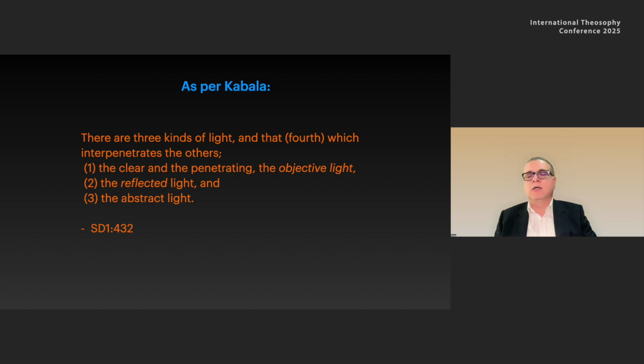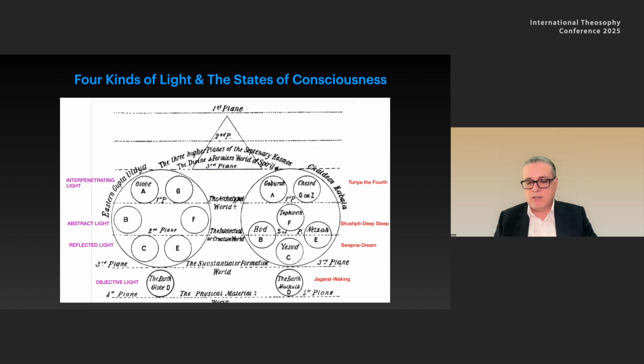Now, in this context, Kabbalah, as described on page 432, volume 1, we see that there are three lights: the objective light, the reflective light, and the abstract light. All three are interpenetrated by the fourth light. If we map this to the previous slides, the objective light relates to waking, reflected to dream, abstract to deep sleep, and the interpenetrating light maps to the Turiya state.